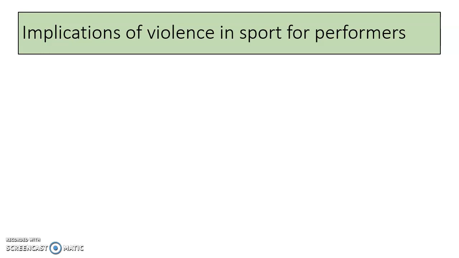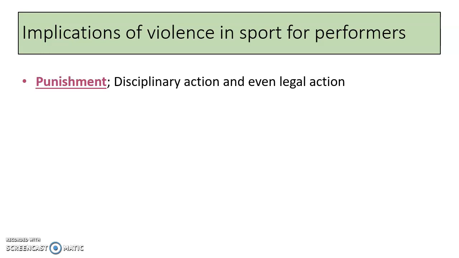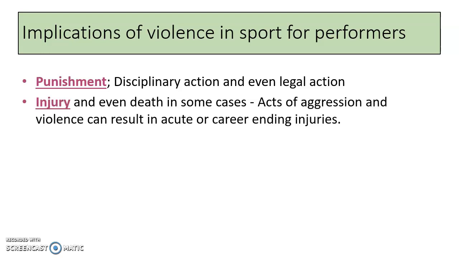And finally, we're going to look at the impact for performers. Now, performers are obviously going to get punished. It could be disciplinary action, it could be legal action as a result of it. It can also result in injury and even deaths in some cases if it is really violent. It could result in a career-ending injury for a certain person.